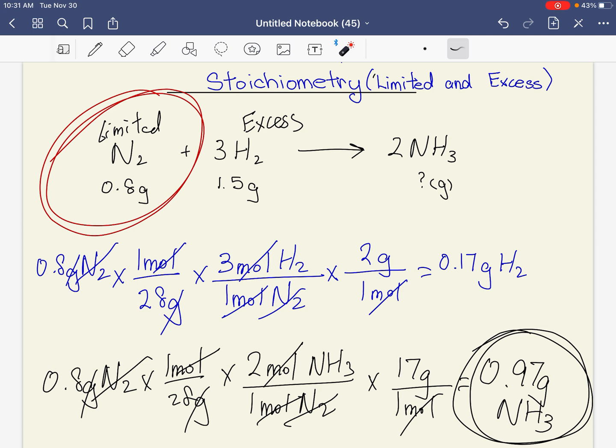Hopefully you guys are happy with this, and you understood exactly how limited and excess reagent works, how you determine limited and excess reagent, and most importantly, how to use the limited reagent to determine the product.